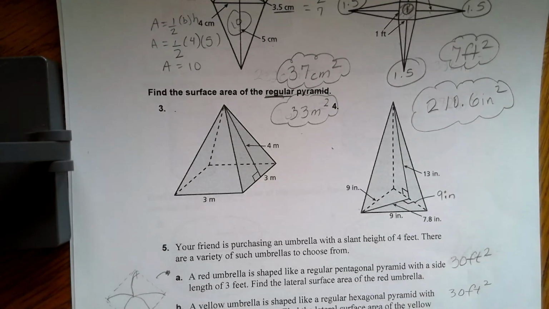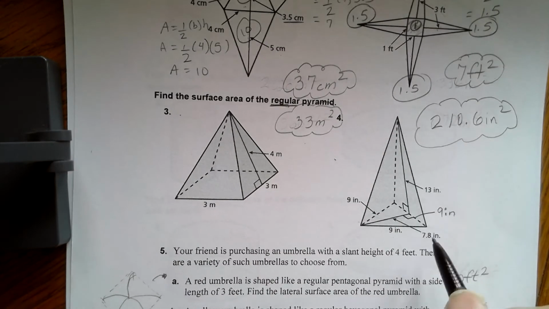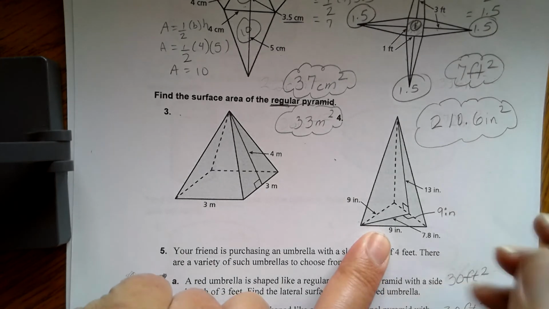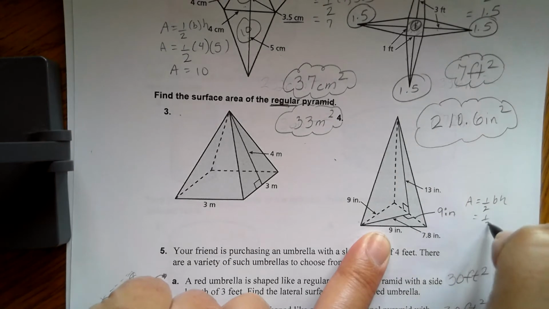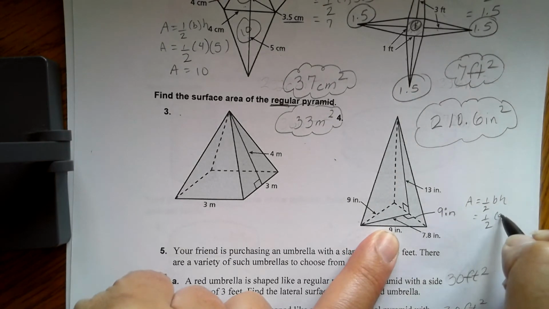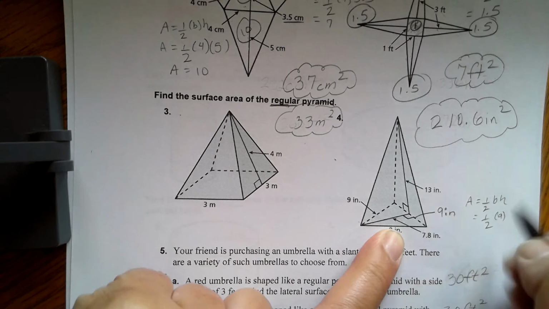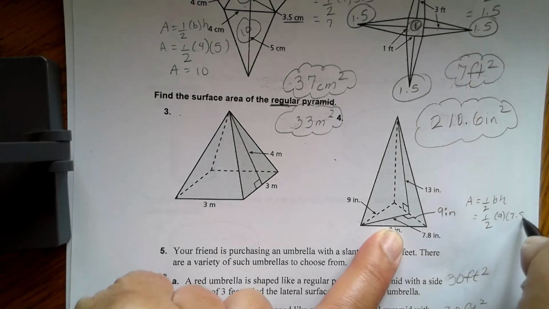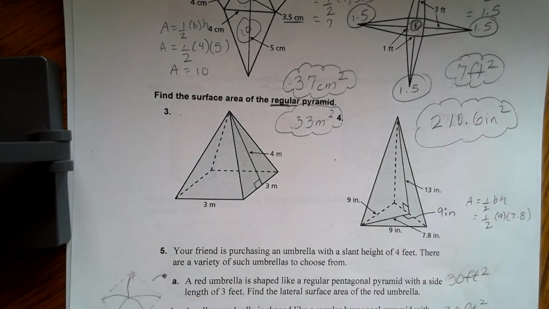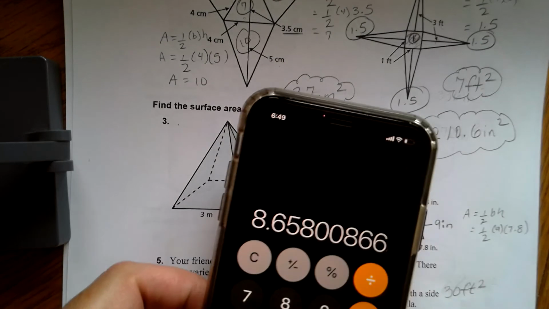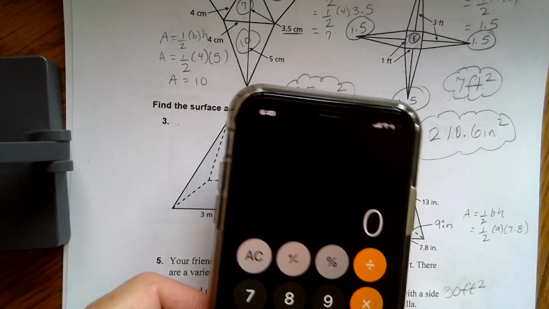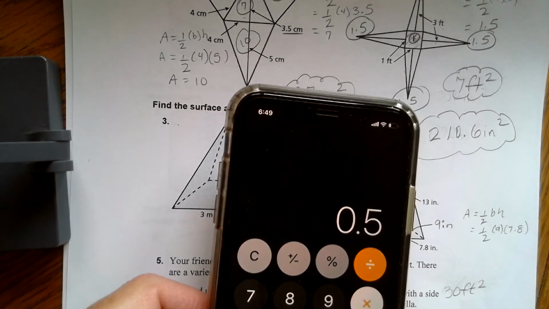So then the base area equals 1/2 base times height: 1/2 the base, which is 9, times 7.8, which is the height. I don't have mental math strong today, so I'm just going to put this in my calculator. 0.5 times, that's that half, times 9 equals, times 7.8 equals 35.1.